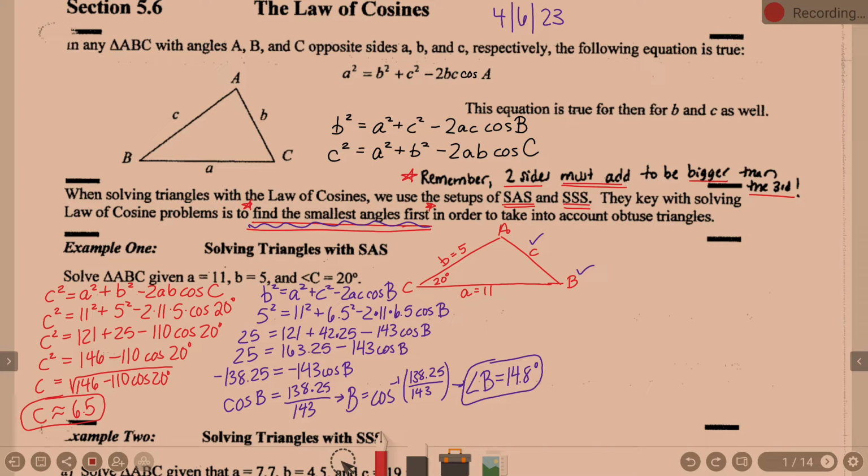So the idea is that all three angles in a triangle add to be 180. This is why we save that biggest angle for last, because if it's obtuse, we're just subtracting from 180, and we're going to get that obtuse angle we're supposed to. So angle A plus angle B plus angle C equals 180 degrees. Angle A is what I'm still finding. Angle B was 14.8. Angle C was provided as 20. And what did you guys say angle A was? 145.2.